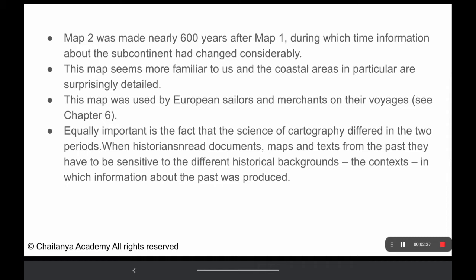Equally important is the fact that the science of cartography differed in the two periods. When historians read documents, maps, and texts from the past, they have to be sensitive to the different historical backgrounds, the context in which information about the past was produced.